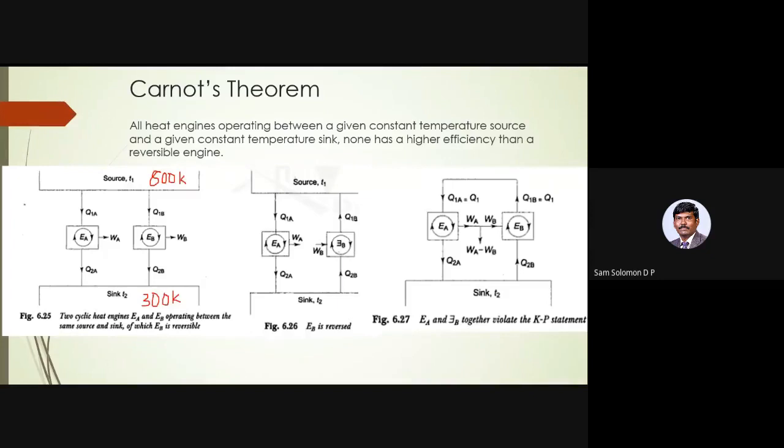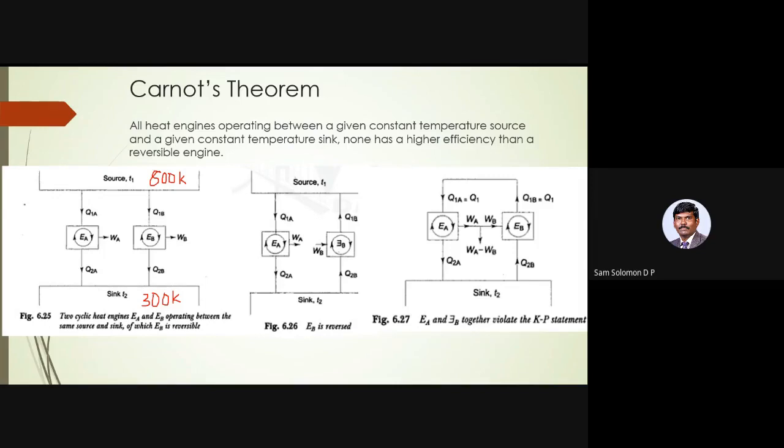So if you compare both of them, your reversible engine will have the higher efficiency, which means your reversible engine will deliver more work than the irreversible engine. That is what Carnot's theorem is telling us. If you have all heat engines operating between a given constant temperature source and a given constant temperature sink, none has a higher efficiency than a reversible engine.